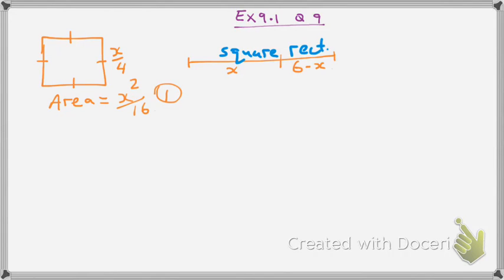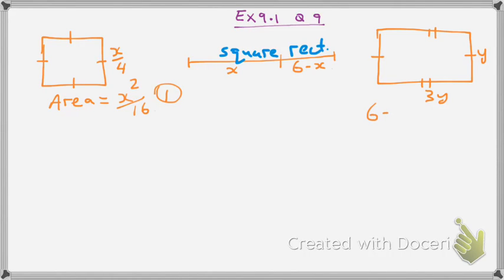So that's equation 1. So for the rectangle now, it says that the length is 3 times the breadth. Now it doesn't actually matter which one is which, but we need a new variable. So we'll just call this one y, and this one here 3y. And I know that the perimeter must be 6 minus x.